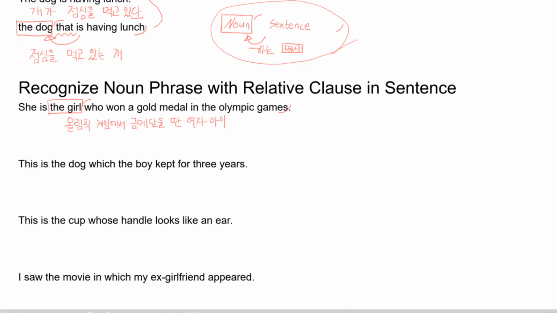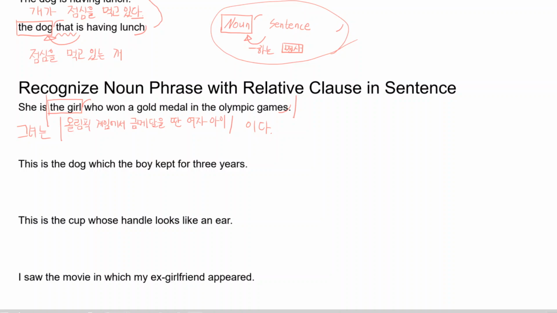여자아이. So from here to here is here to here in Korean. So she is 그녀는 뭐뭐이다. Right? So the translation of the whole sentence is 그녀는 올림픽 게임에서 금메달을 딴 여자아이이다. Right? So this is what you need to do when you see a sentence like this. Okay? Recognize noun phrase with relative clause in a sentence.